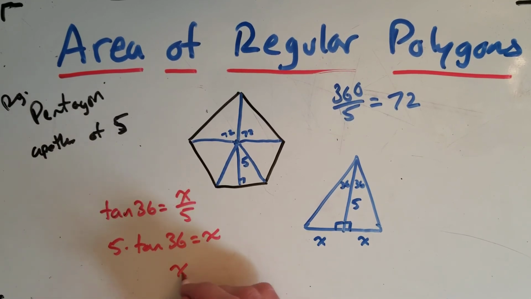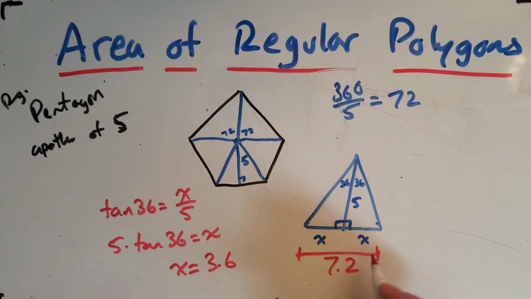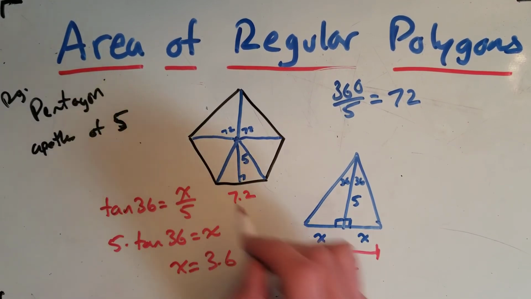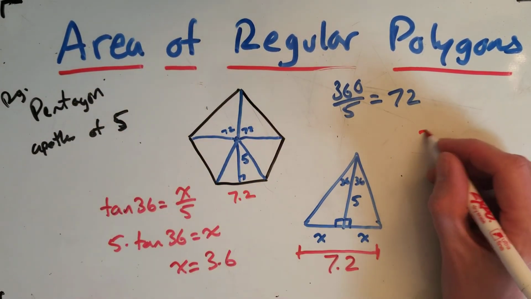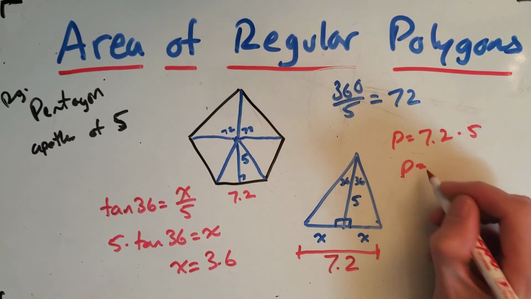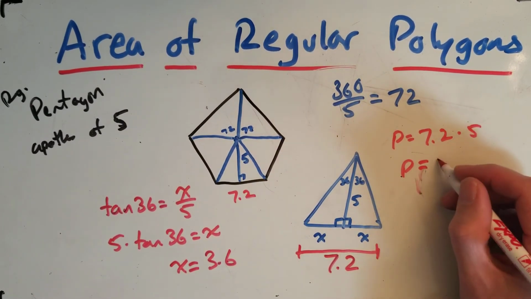And if we do this, let's go ahead and calculate that out. Tan 36 times 5, we'll round to the nearest tenth. We're going to get x is 3.6, so that means 2x would be 7.2, and that's going to be your whole length. That is the side of the pentagon. Since there's 5 sides, the perimeter would be 7.2 times 5. So our perimeter for this is going to be 36.